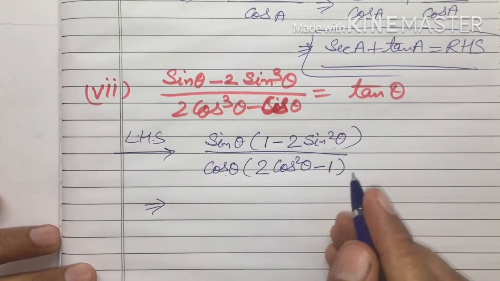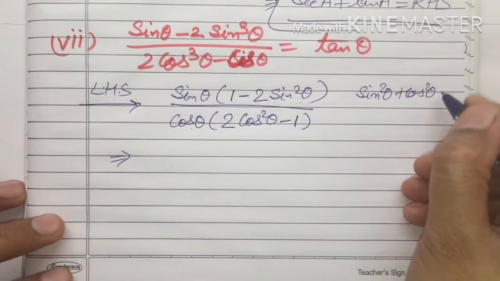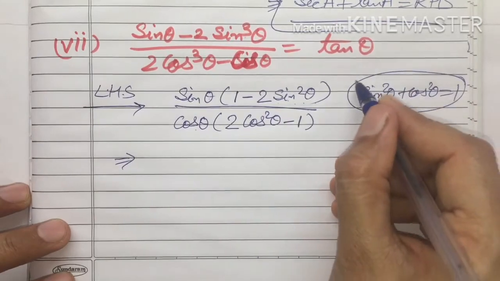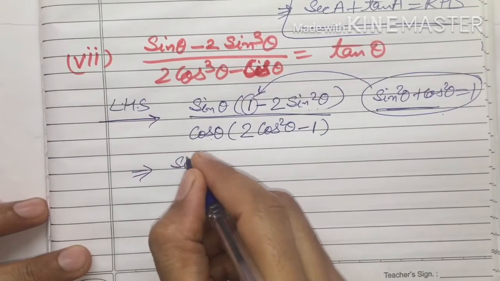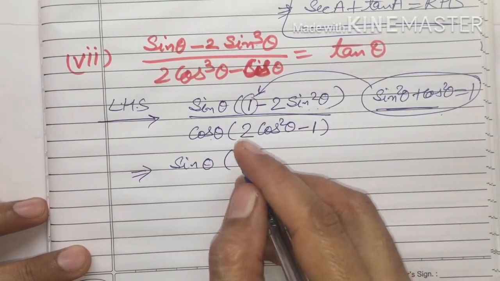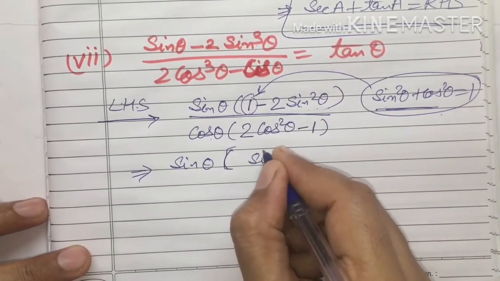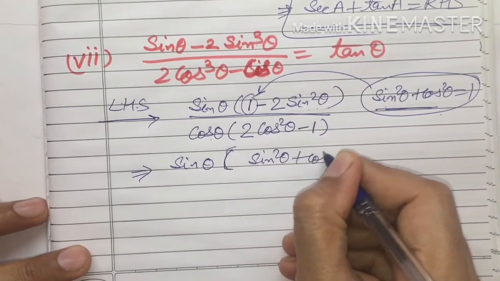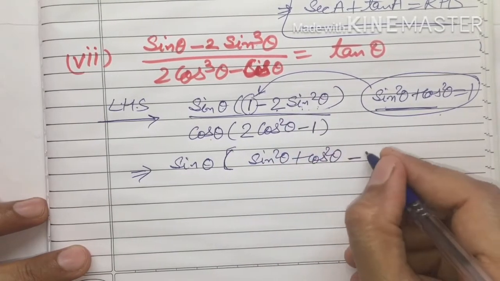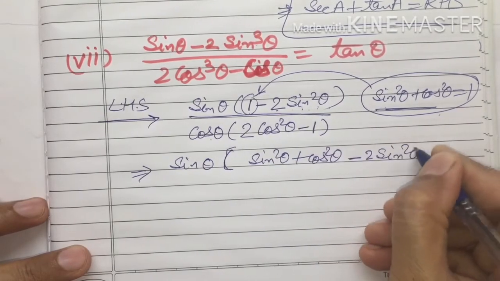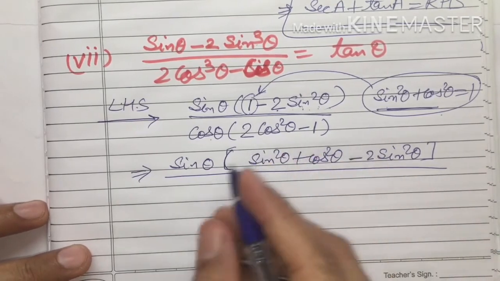As we know the identity sin square theta plus cos square theta is equal to 1, we use this identity here. In place of this 1 we will write sin square theta plus cos square theta, so it becomes sin theta, and in the bracket sin square theta plus cos square theta, and minus 2 sin square theta is already there. In the denominator we will do the same.